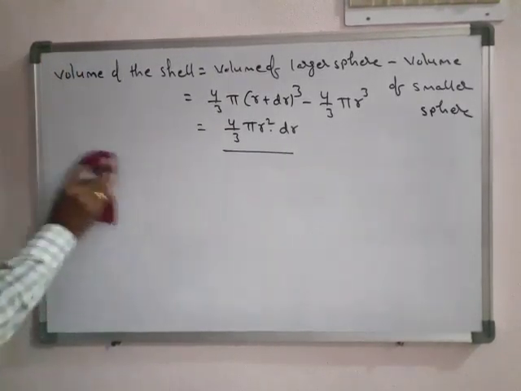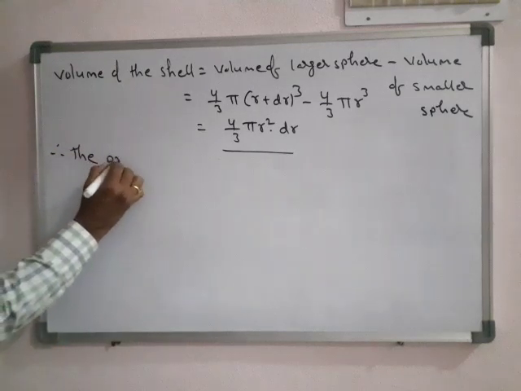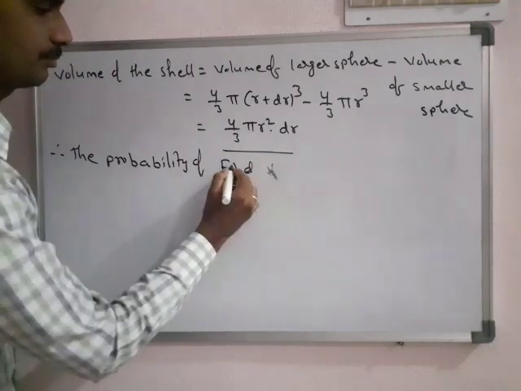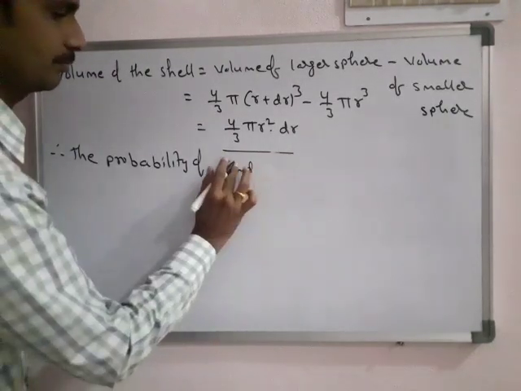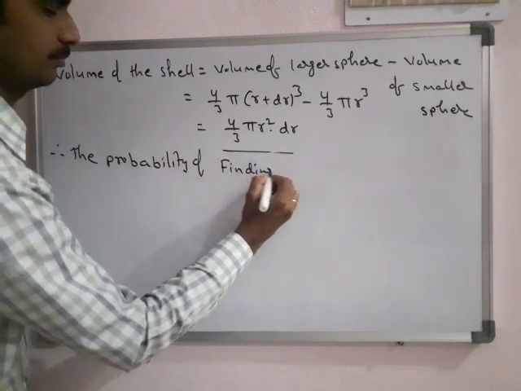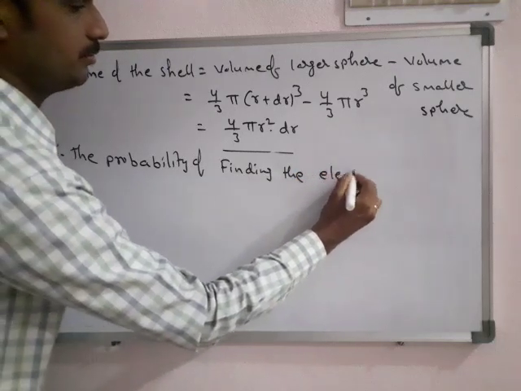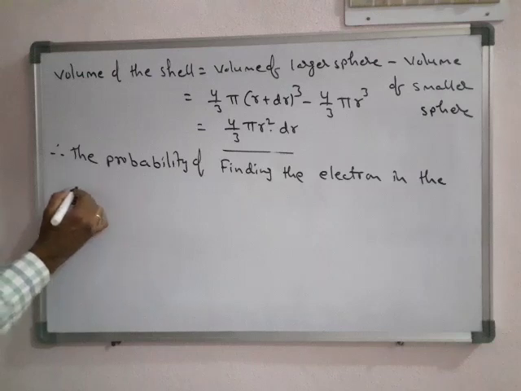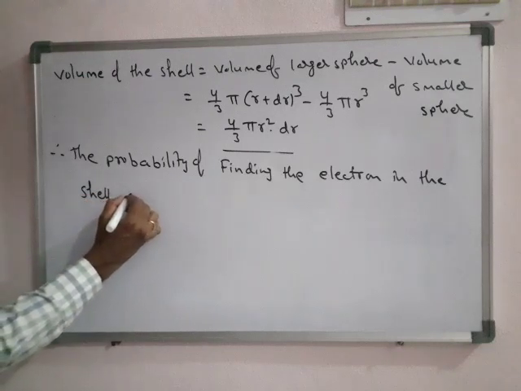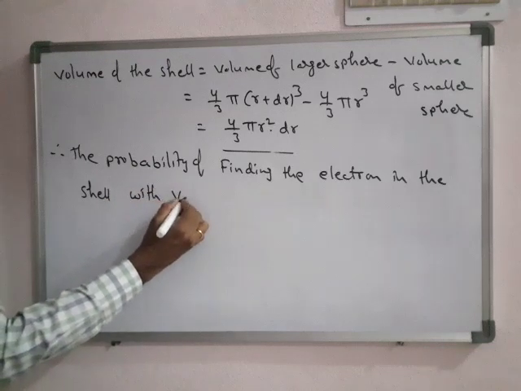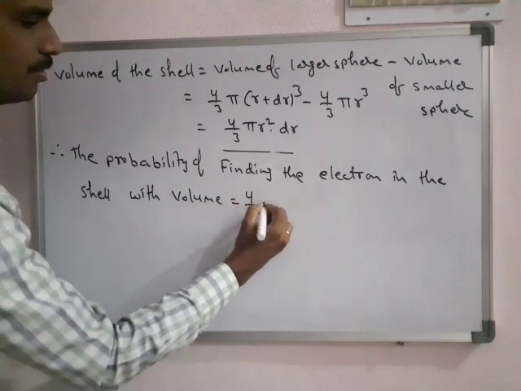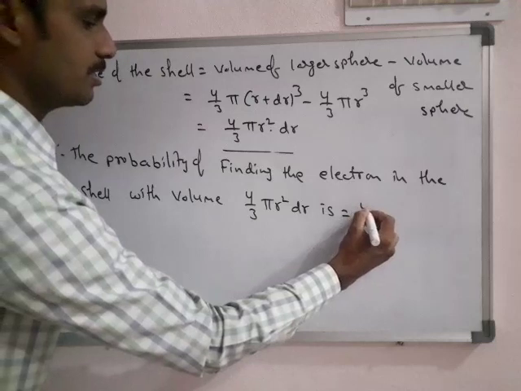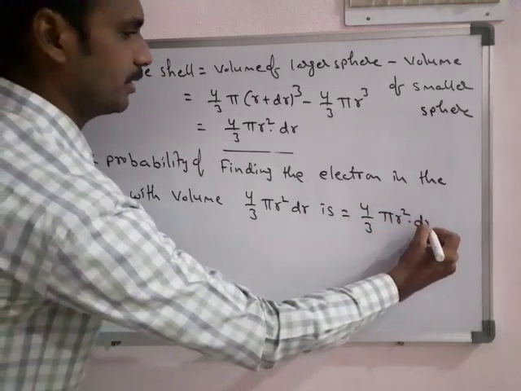So therefore now we can write: the probability of finding the electron in the shell, which is having volume 4/3 pi r square dr, is equal to 4/3 pi r square dr into psi square.